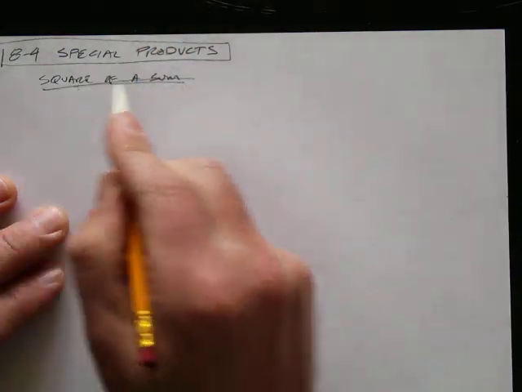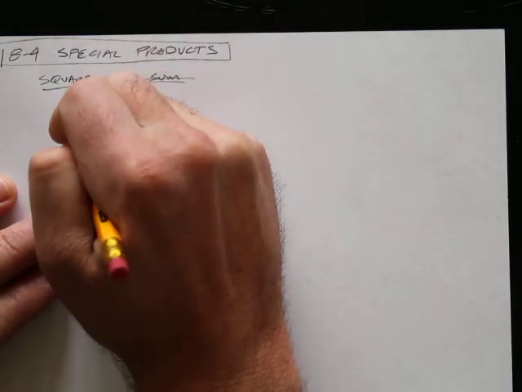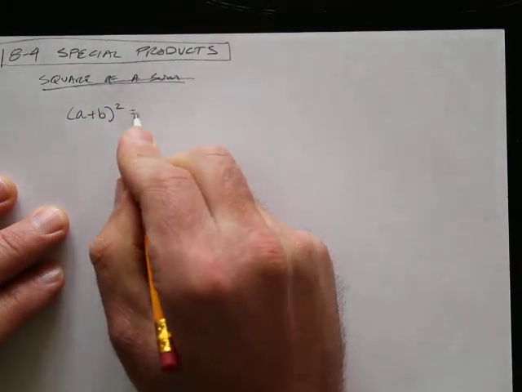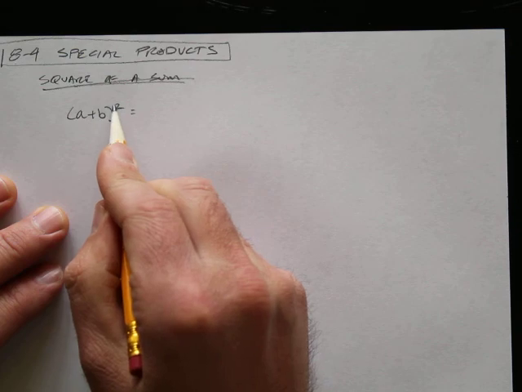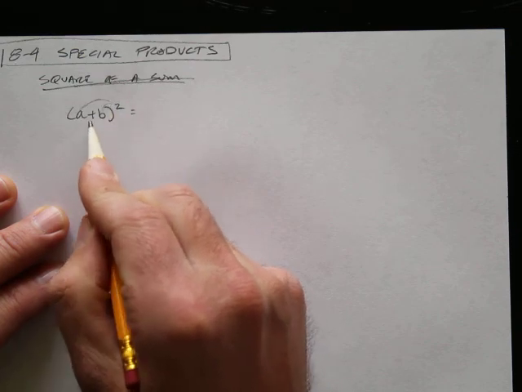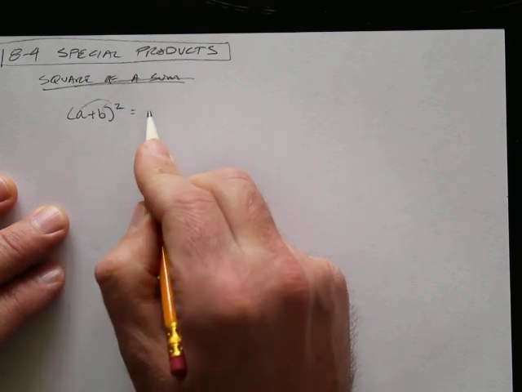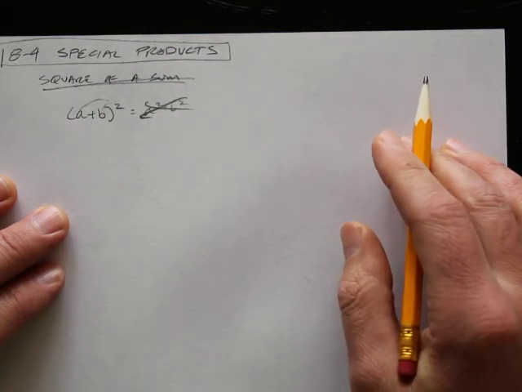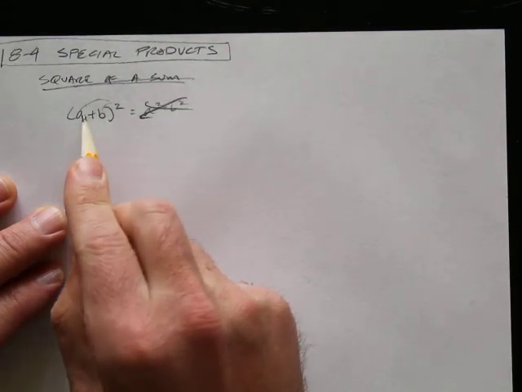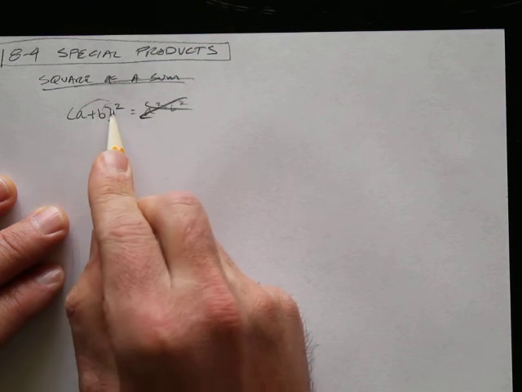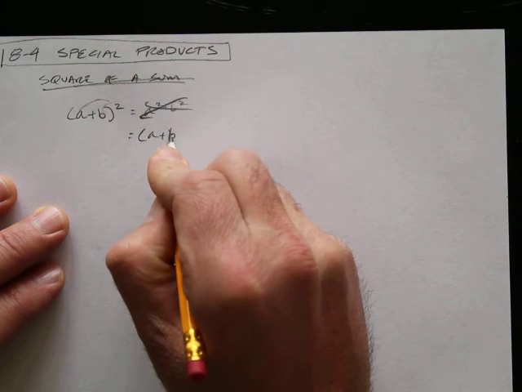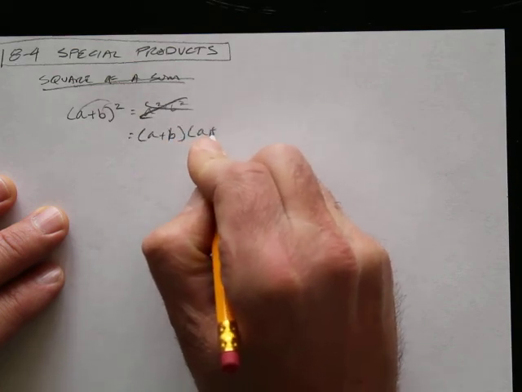So you might see something like this, a plus b squared. Now you might think, oh, I can just say a squared plus b squared, right? Wrong. No, that's not accurate. A plus b squared is actually a plus b times a plus b.